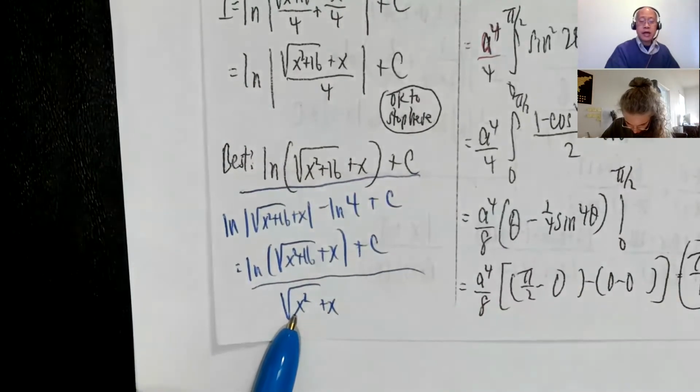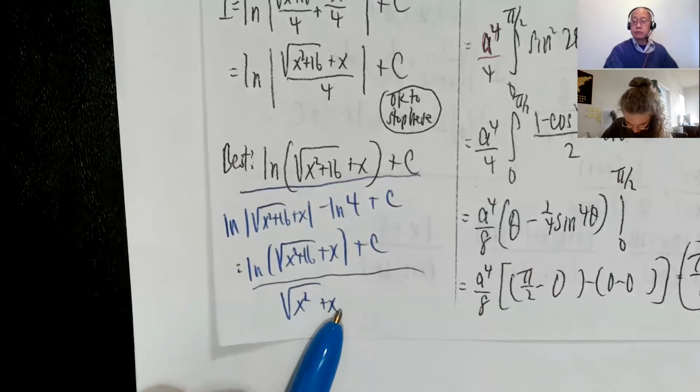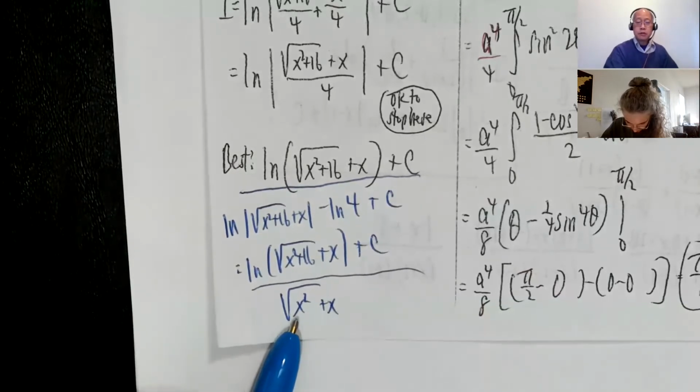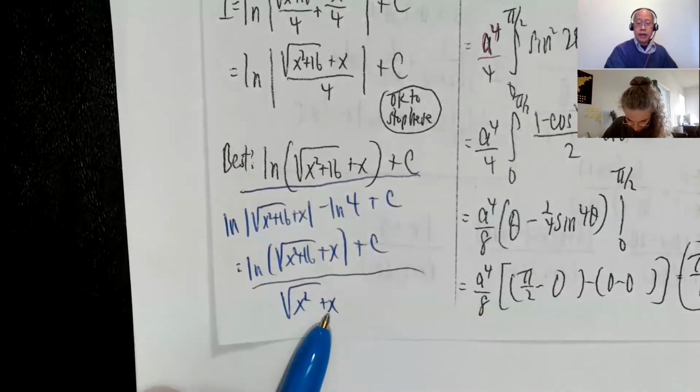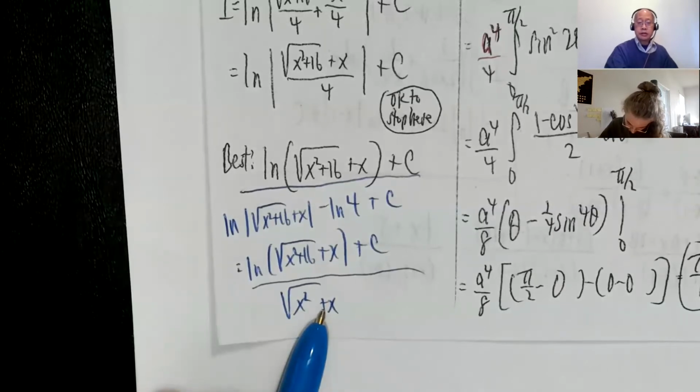Suppose I plug in -2. -2 squared, 4. Square root of 4, 2, plus a -2, 0. Plug in -10. -10 squared, well, 100. Square root of 100, 10, plus a -10, 0.